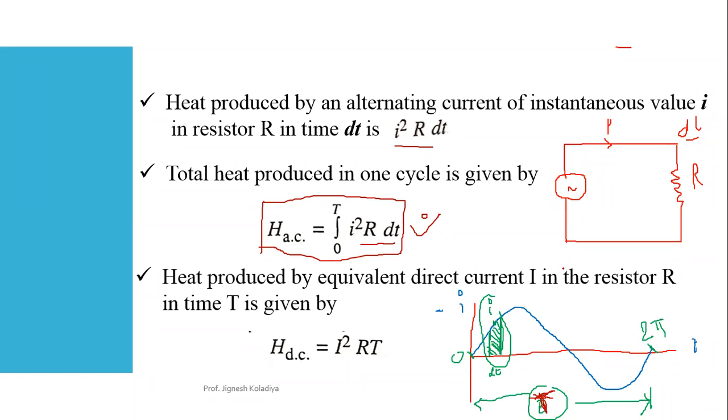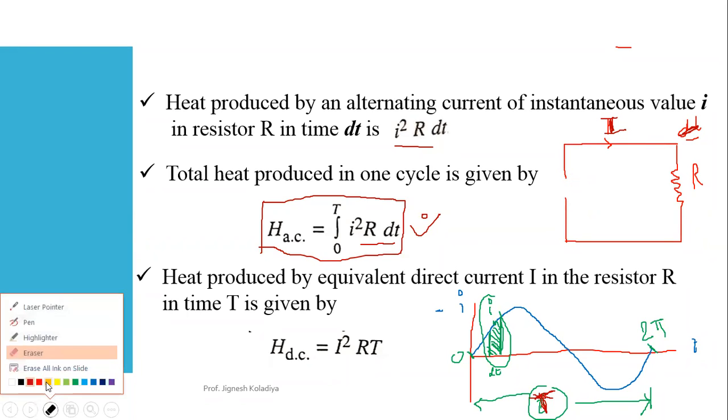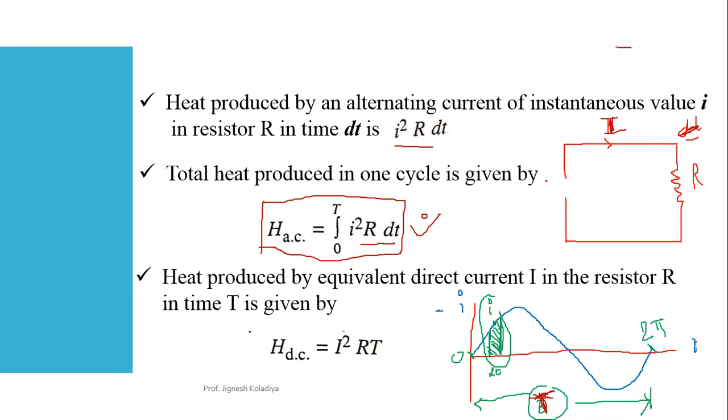So already we have the heat produced due to AC. Now we require heat produced due to DC. So what we have to do, total time period is T. Okay, so I'm going to pass DC current in the same circuit. So you have to replace this voltage source now with the DC, due to which DC current is flowing through R.